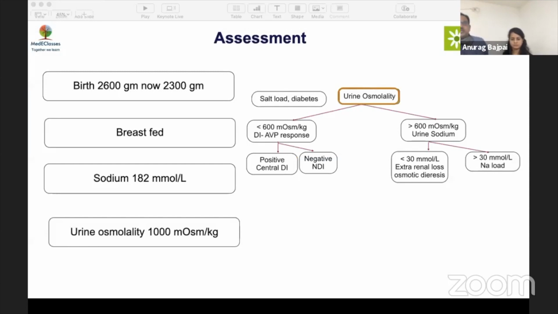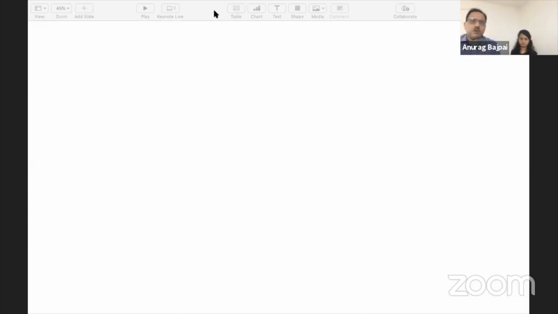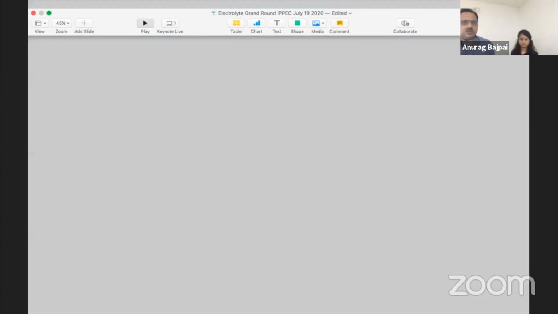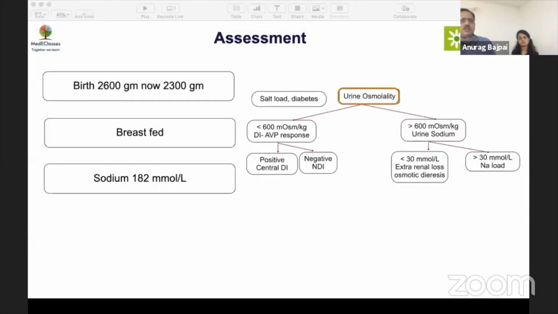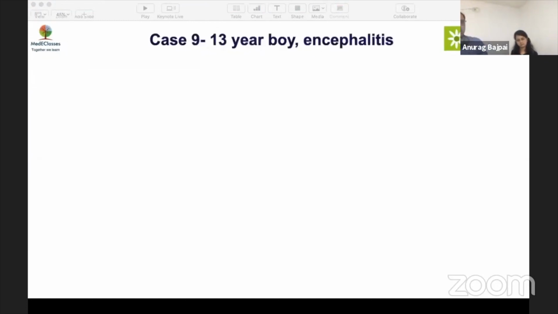Always think of this condition in a newborn baby who has not regained weight, and you have to be cautious in evaluation and management. So I think this becomes important. The big message we would like to give at this point is that you have to think of breast milk related hyponatremia in the setting of somebody who has dehydration, and you have to be very cautious in that regard.